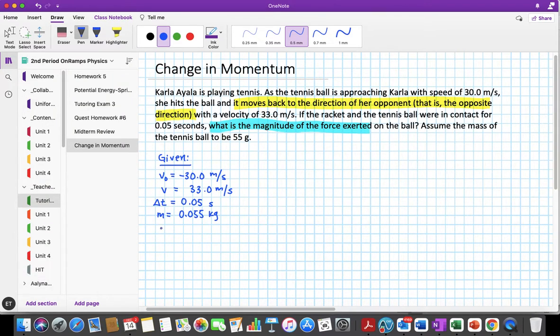And we need to find the force. And we have to change the momentum. Some of you might know already what we need to do. Like I said, this one is super simple.